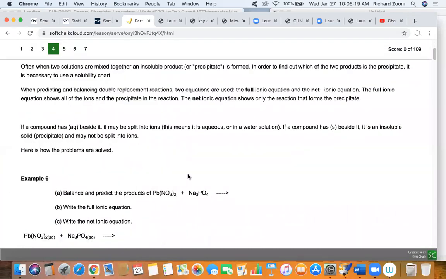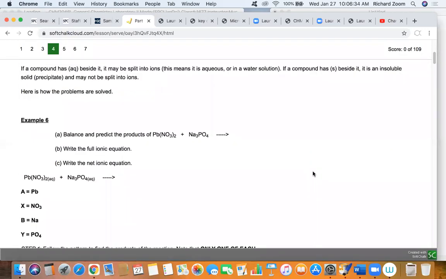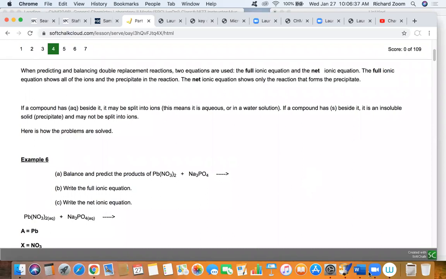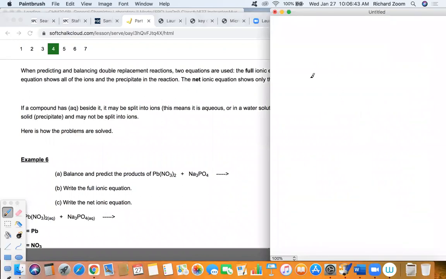Now, when we're doing the actual balancing and predicting, we need to first of all balance and predict it. Then we need to write a full ionic equation and a net ionic equation that comes from that. All right, so let's see how we navigate that process. So I've got an example here, PbNO3 plus Na3PO4. And what we're trying to determine here is what the products are first.